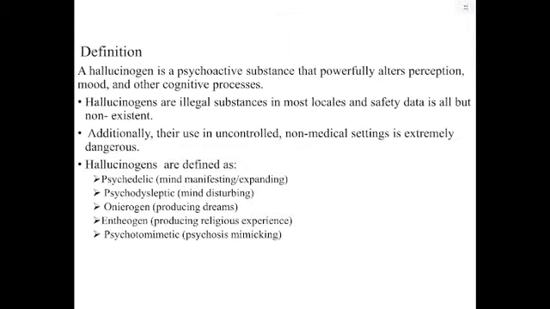So hallucinogens, and let us look at the definition of the hallucinogens. We are saying a hallucinogen is a psychoactive substance, so in other words, it influences the mind, and it powerfully alters perception, mood, and other cognitive processes. So when you look at its pharmacological activity, you can see most of the hallucinogens will not have any therapeutic indication. They will alter perception, the way you look at things, they will alter your mood, and they will also alter your cognitive process.